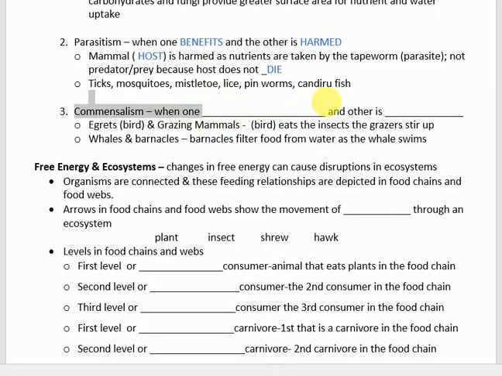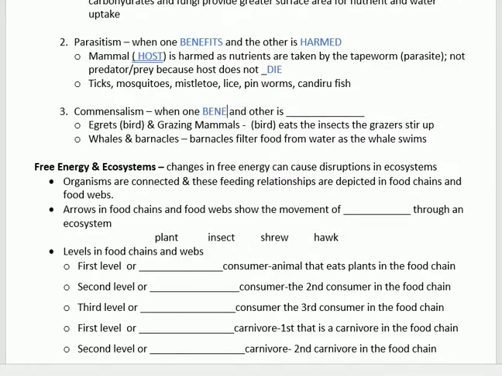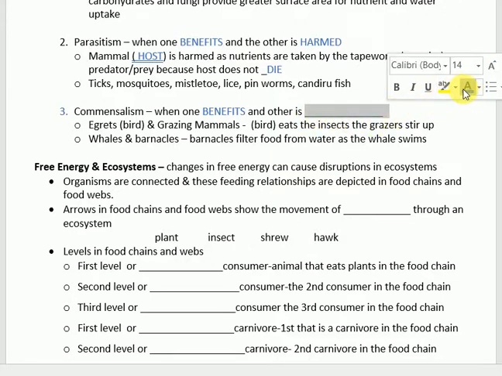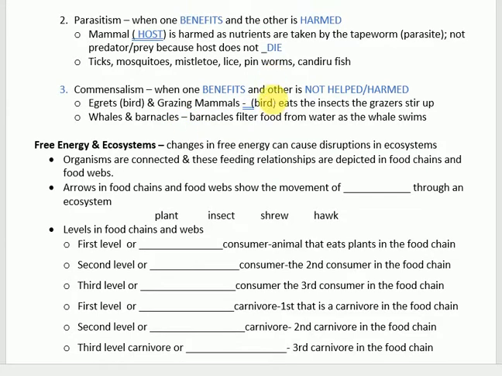Then we have, finally, commensalism. And commensalism is when one organism benefits and the other one is neutral because it's not helped or harmed. So as an example, whales and barnacles. The barnacles are going to filter food from the water as the whale swims. The whale is not hurt.